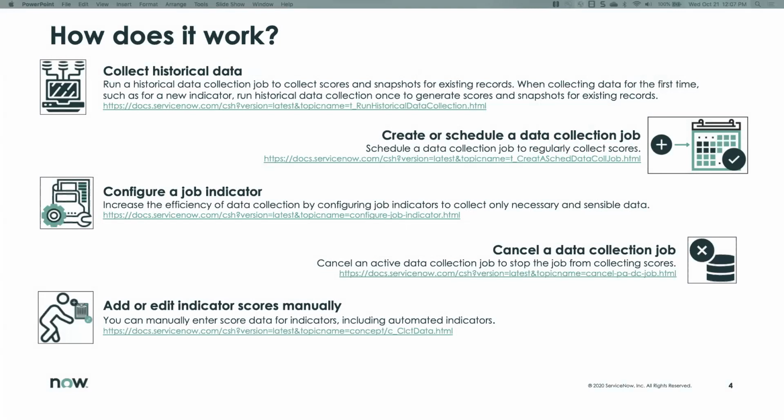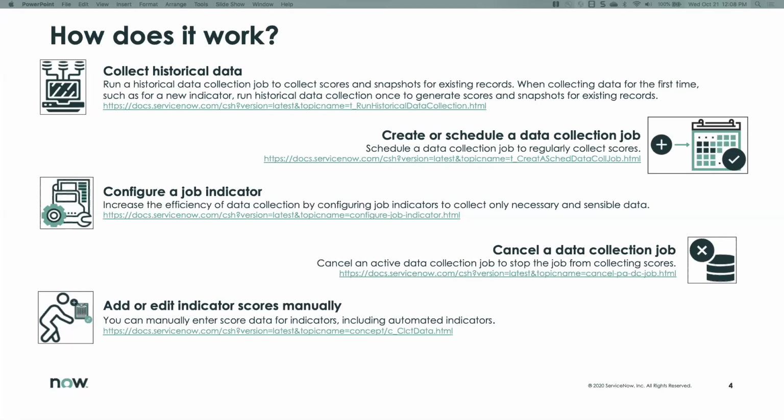So again, talking about collect historical data. This is to collect scores and snapshots of existing records. Remember, when collecting data for the first time, such as a new indicator, run a historical data collection once to generate scores and snapshots for existing records. The big thing to remember is that a historical collection is not something that you would run every day for data that you have already collected. It's not necessary, and you don't want to potentially write over something that you're collecting in a different manner somewhere else. So the biggest thing for historical data collections is that first time for an indicator, or even breakdowns. If you add a breakdown to an indicator that's already out there, that's when you'll use that.